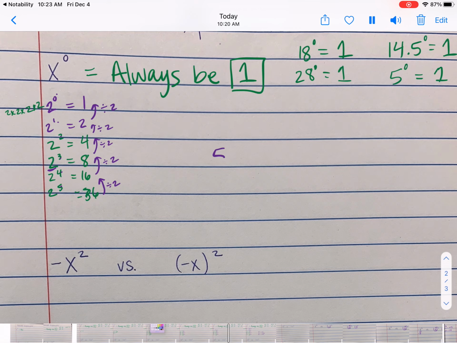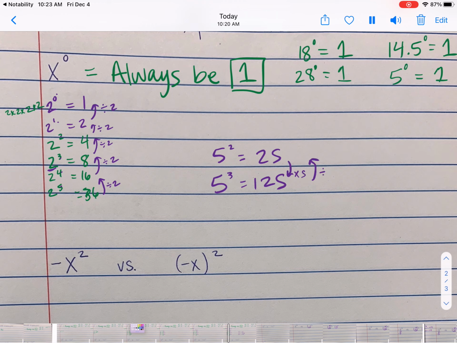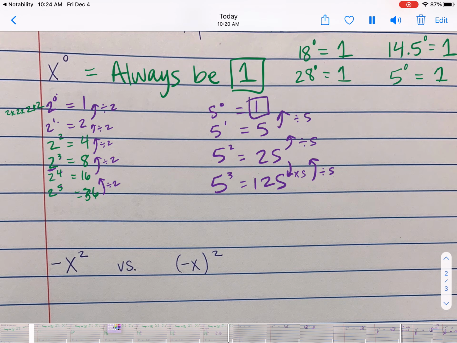If I had 5 to the power of 2, 25. 5 to the power of 3, 125, because I multiplied by 5. But as I decreased, I divided by 5. So if I took 5 to the power of 1, 25 divided by 5 is 5. 5 to the power of 0, 5 divided by 5 is 1. Okay, that's why it's always going to be 1.